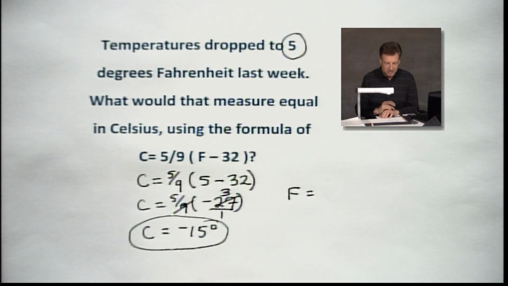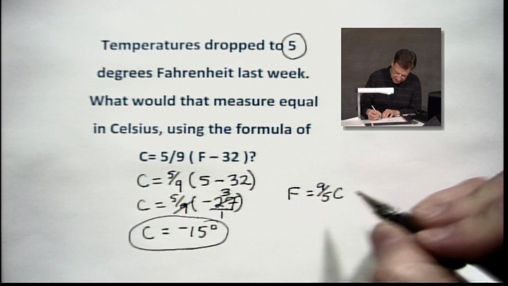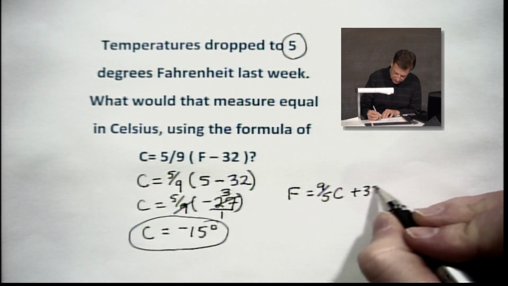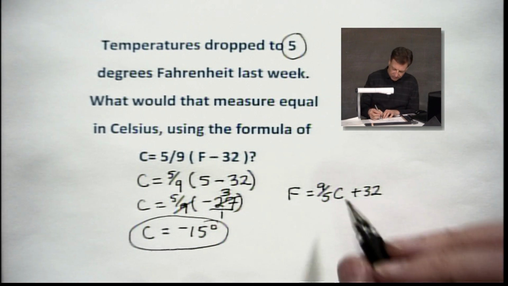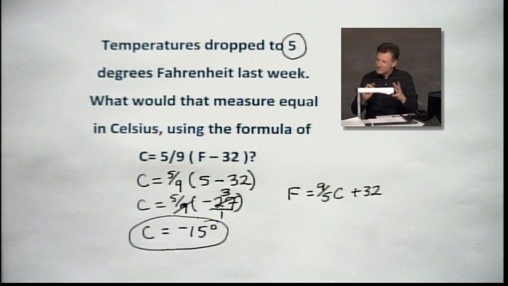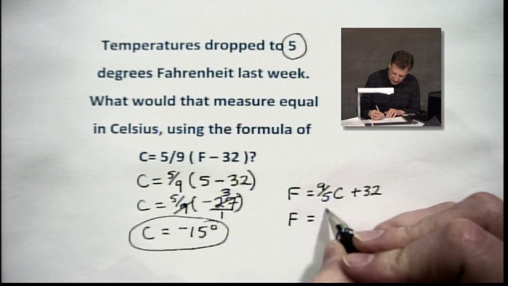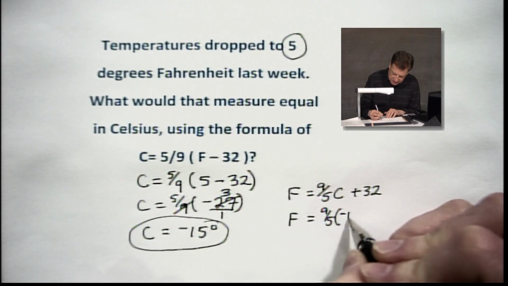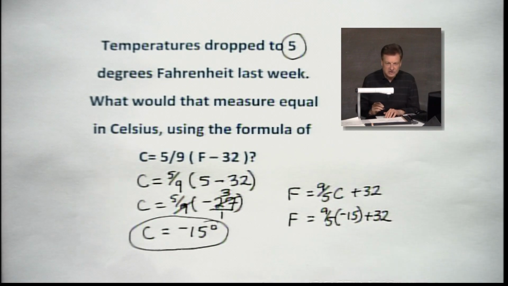The Fahrenheit formula is 9/5 degrees Celsius, and then we tack on 32 for the fun of it, all right? So let's see what happens if we put that negative 15 right in there for Celsius, and we're going to check that. There always seems to be a way to check a problem, right? So we've got Fahrenheit equaling 9/5 times negative 15, and we'll tack on 32.